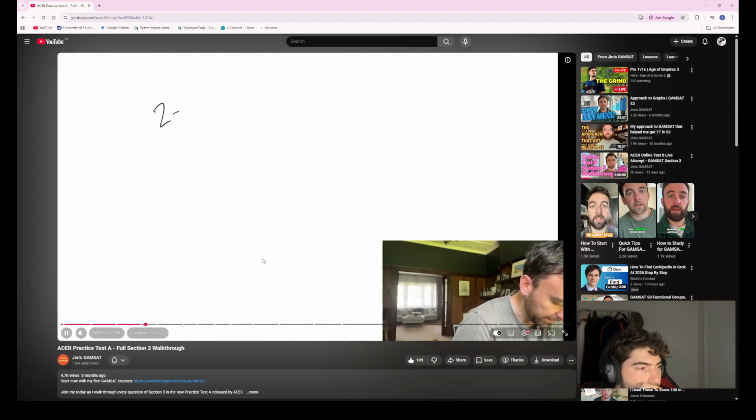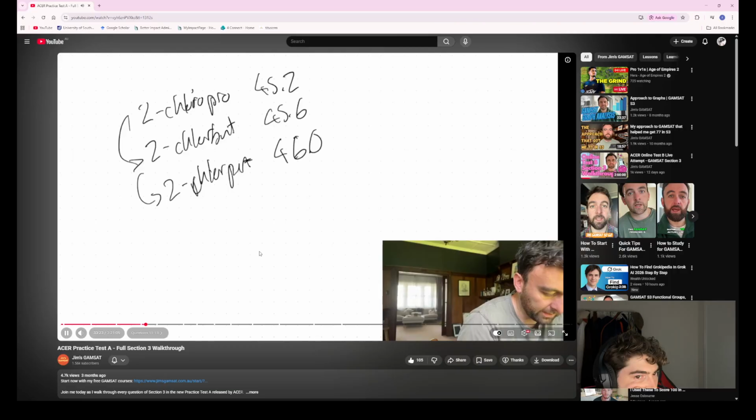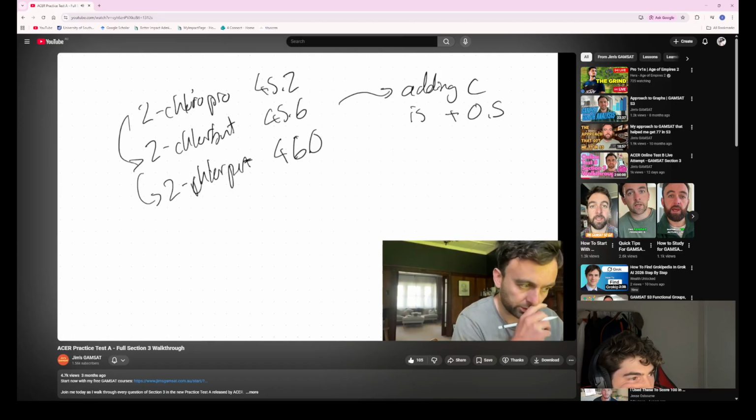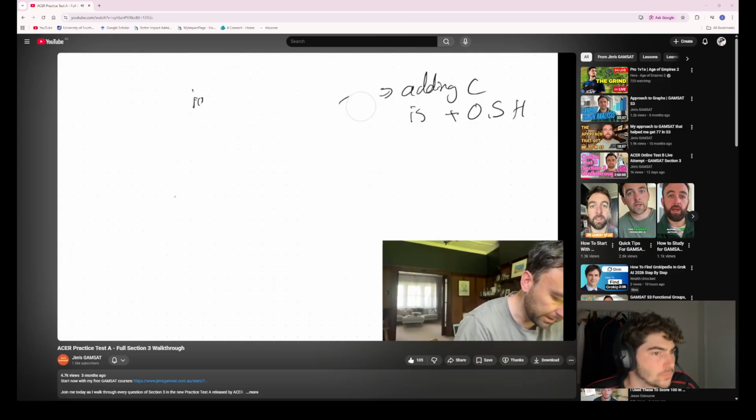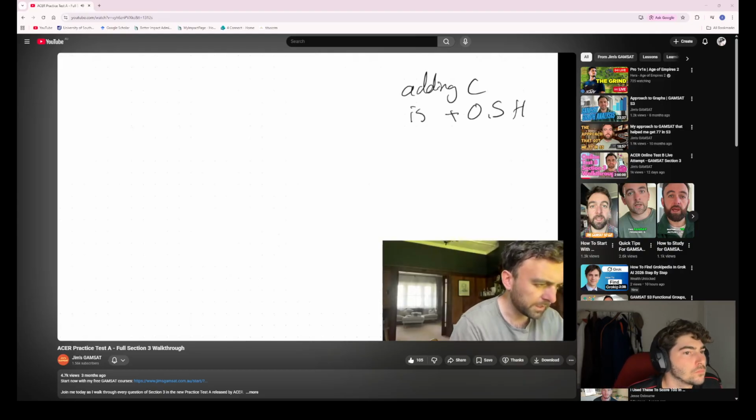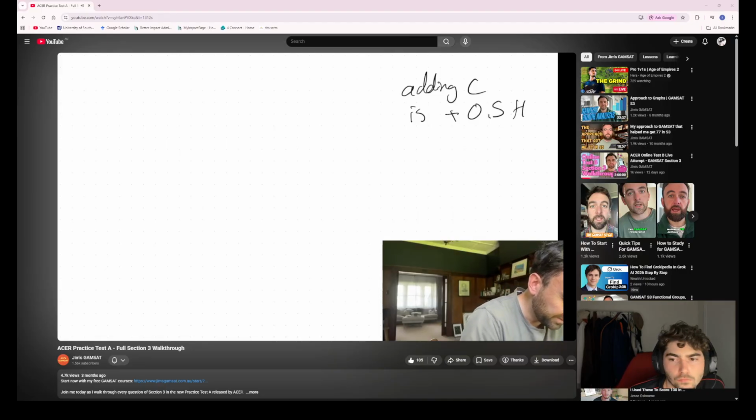I'll just bring that back. So basically, I could say from this, adding a carbon is like plus 0.5 ish of the H. So that doesn't have a massive effect. I'll just leave that there, because I think it could be relevant since we've got carbon chains that are pentanoic and hexanoic. So we can see the effect.